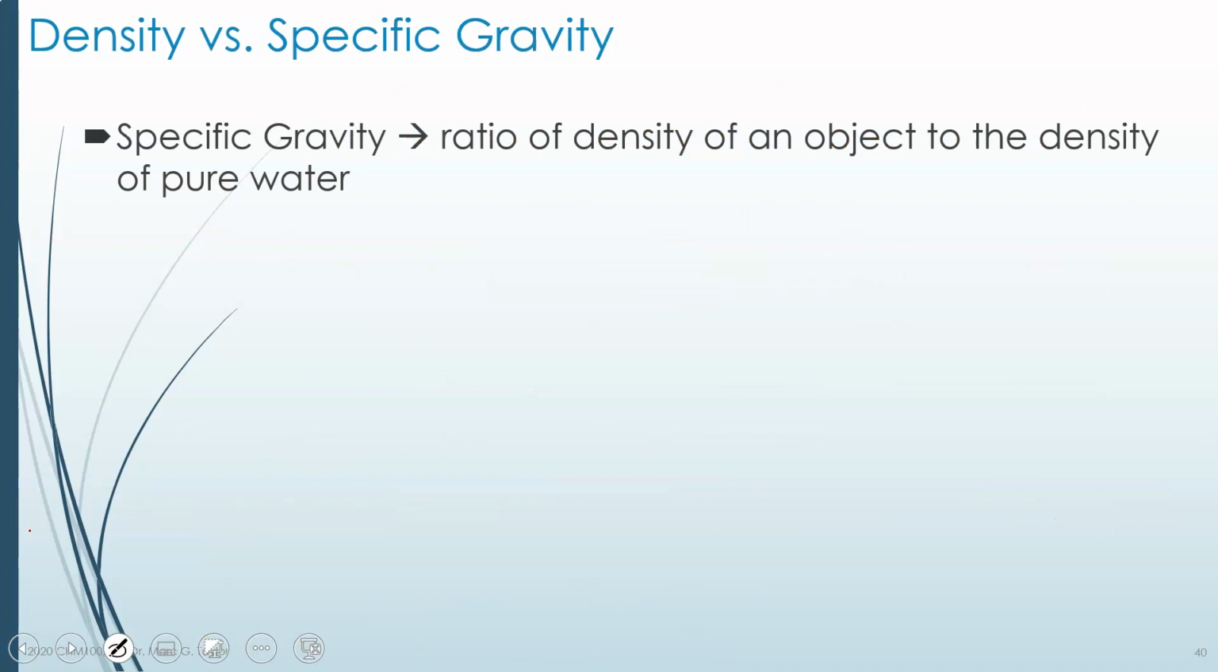So the last concept we want to talk about here is specific gravity. And specific gravity is closely related to density. Specific gravity basically means it's the ratio of the density of the object to the density of water. Well, remember, the density of water is 1 gram per mil. And if we're using grams per mil, figuring out the specific gravity is incredibly easy.